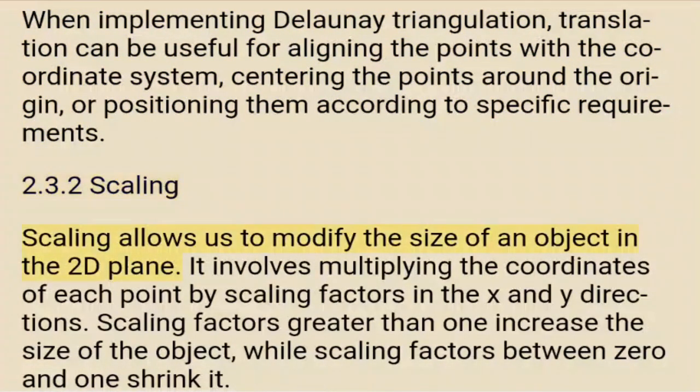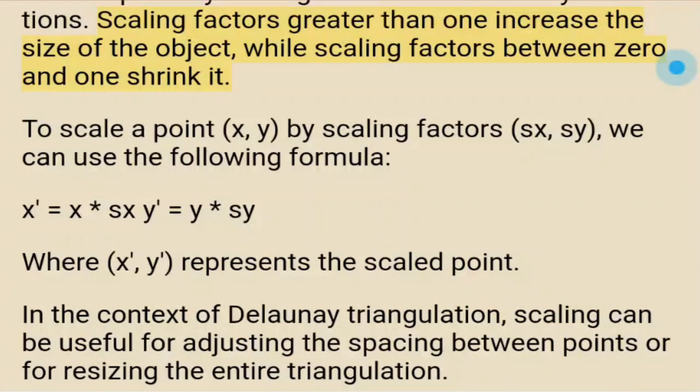2.3.2 Scaling. Scaling allows us to modify the size of an object in the 2D plane. It involves multiplying the coordinates of each point by scaling factors in the x and y directions. Scaling factors greater than 1 increase the size of the object, while scaling factors between 0 and 1 shrink it. To scale a point (x, y) by scaling factors sx, sy, we can use the following formula. x' = x * sx, y' = y * sy, where (x', y') represents the scaled point. In the context of Delaunay triangulation, scaling can be useful for adjusting the spacing between points or for resizing the entire triangulation.